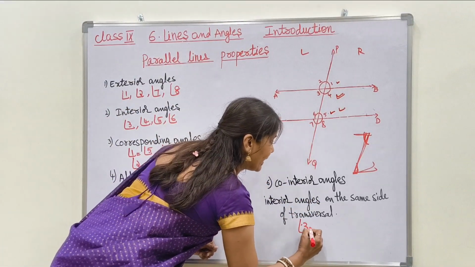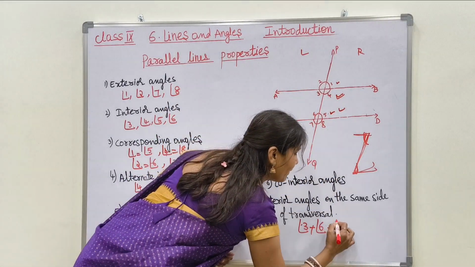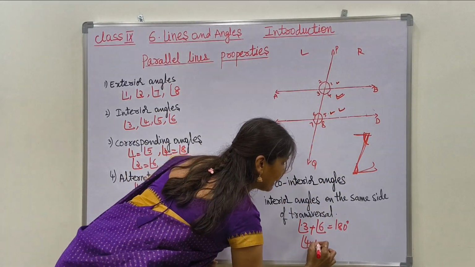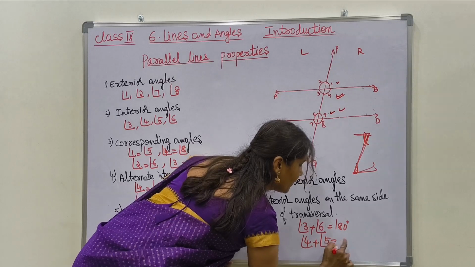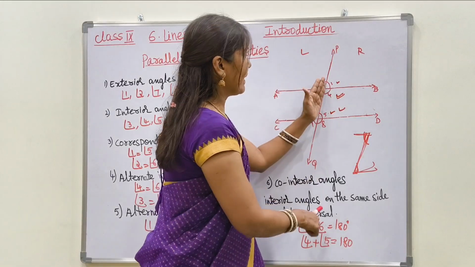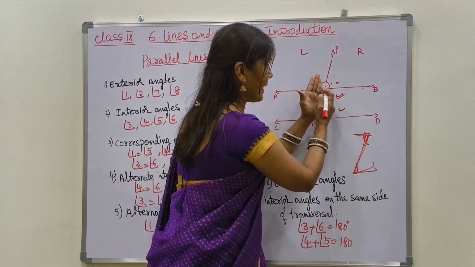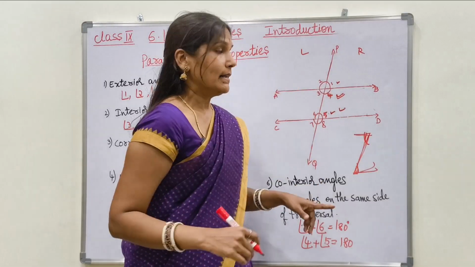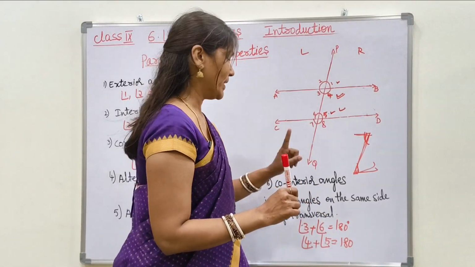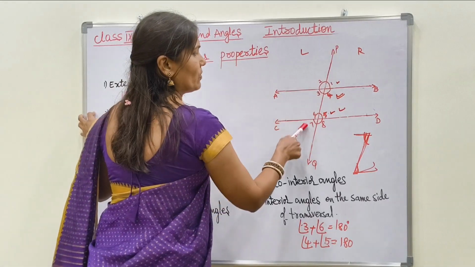So now you write angle 3 plus angle 6. How many degrees? 180 degrees. Next, angle 4 plus angle 5 is equal to how many degrees? 180 degrees. Co-interior angles means interior angles on the same side of the transversal. That angles are called co-interior angles. Co-interior angles always sum to how many degrees? 180 degrees.